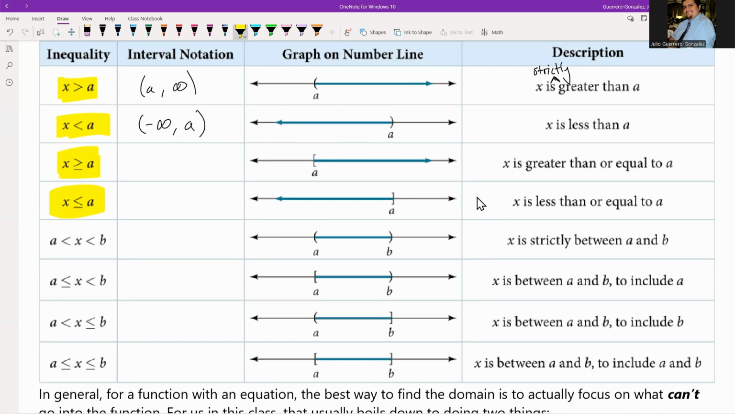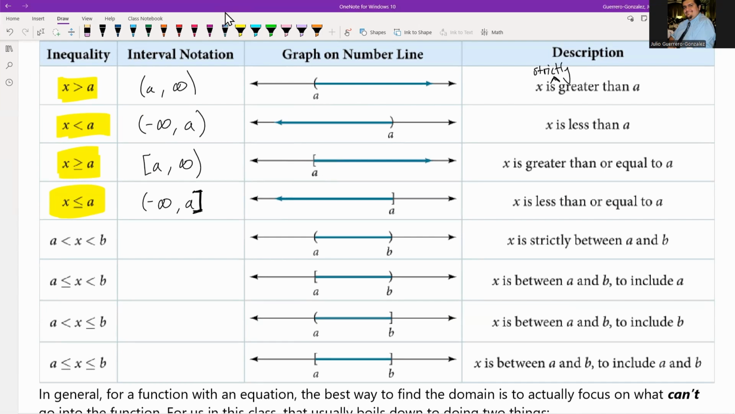Now in this case, in these two, we do want that value A. Does that make sense? So if we want to write these sets of numbers, then we would do this. A, comma, infinity, negative infinity, comma A. And notice how I'm denoting that I do want the A value. It's me using that bracket. So in this case, this value right here is included.